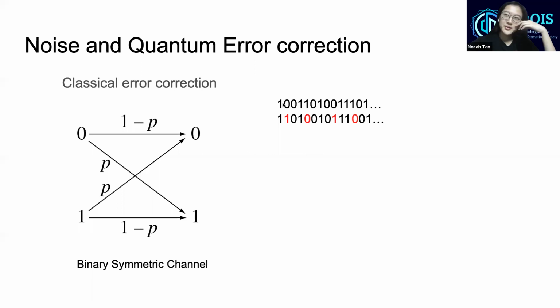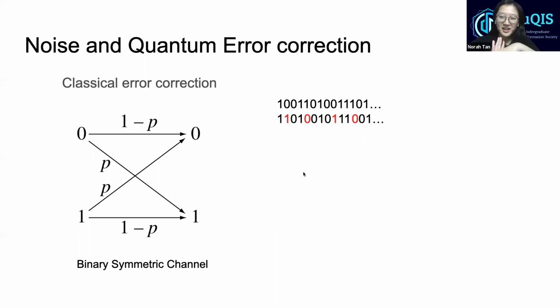For example, if the sender wants to send the sequence in the first line, 1 0 0 1 1 and so on, when it gets to the receiver, he or she will get a message that is wrong because some 0s are flipped into 1s and some 1s are flipped into 0s. So the receiver needs a method to first detect the error, and second, change it back to make it right.